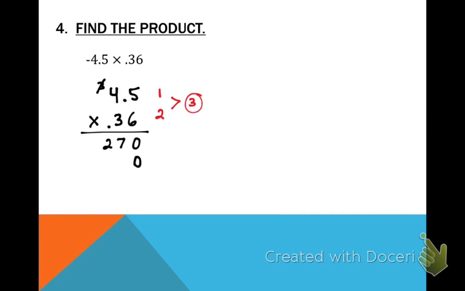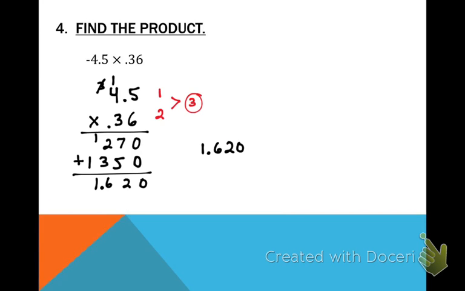Put your 0 as a placeholder. 5 times 3? 15. 5 on bottom, 1 on top. 4 times 3? 12. Plus 1? 13. Now we're going to add all of these together. How many numbers do I need to move the decimal point over? Three. 1, 2, 3, which means the answer is 1.620. I'm going to put it off to the side.